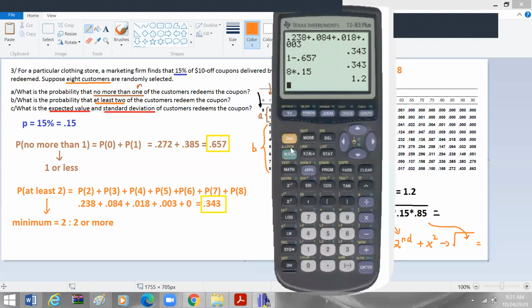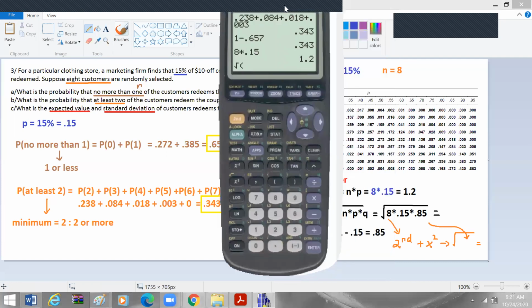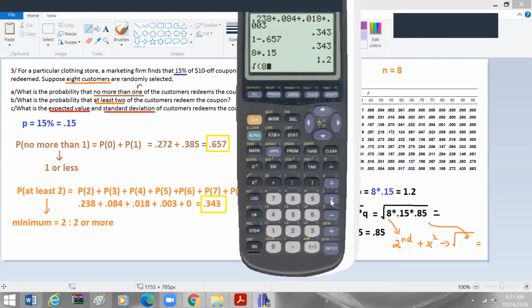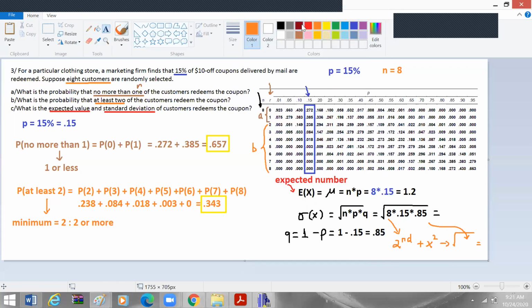So we're going to do the radicand. We hit the second, and then go to the square root, and we're going to get this part, and then we're going to take 8 times 0.15 times 0.85, and then hit equal for that. So the answer for that is 1.0099, which is almost equal to 1. Are we good?